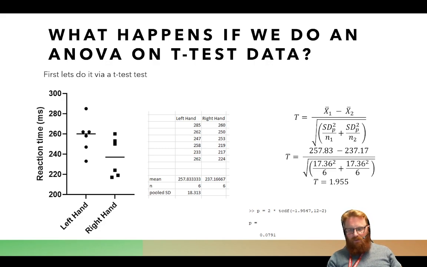The probability of getting a t-value of that size or larger if the null hypothesis is true, that is to say, if these 2 groups were sampled from the same population, the probability of getting a t-value of 1.955 or larger is 0.0791. So kind of unlikely, but not that unlikely.